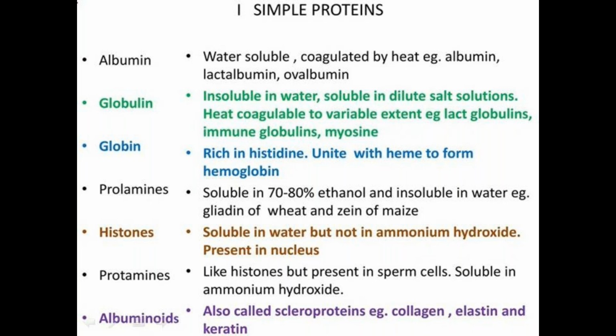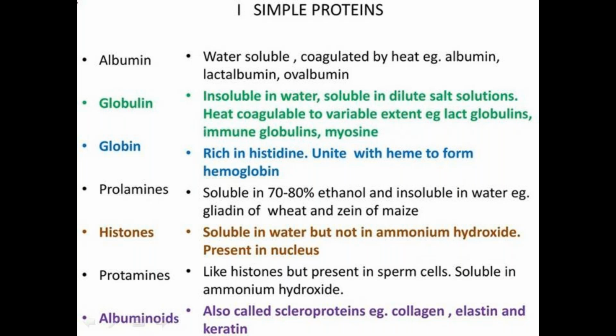The main examples are gliadin of wheat and zein of maize. These are the proteins present in wheat and maize that are called prolamins. And histones are soluble in water but not in ammonium hydroxide, and these are present mainly in the nucleus, participating in chromatin remodeling. Next, protamines are also like histones but present in sperm cells, and these are soluble in ammonium hydroxide.